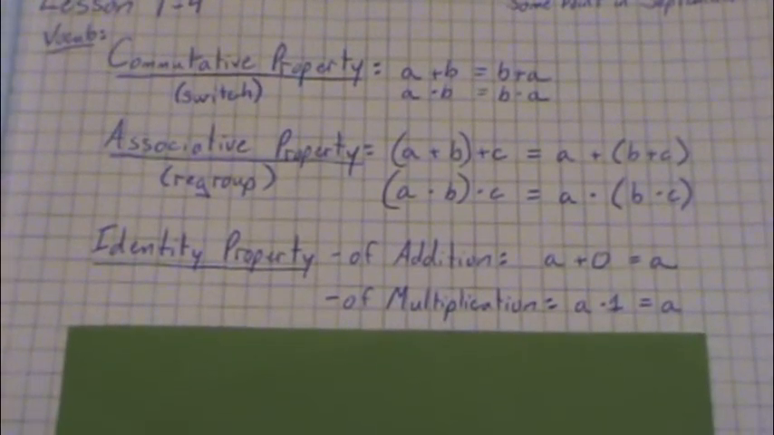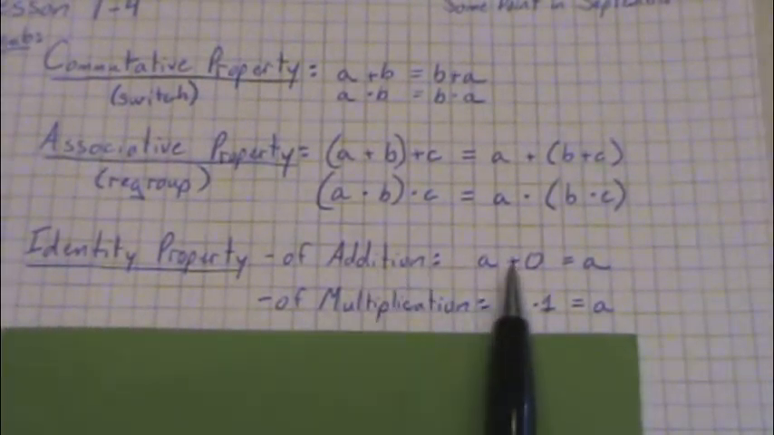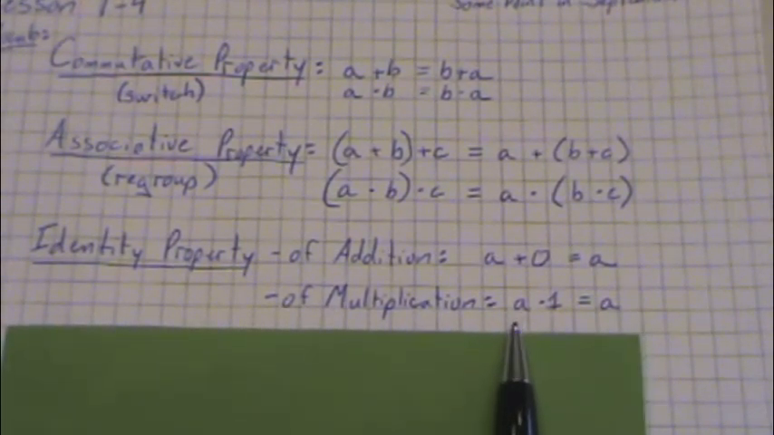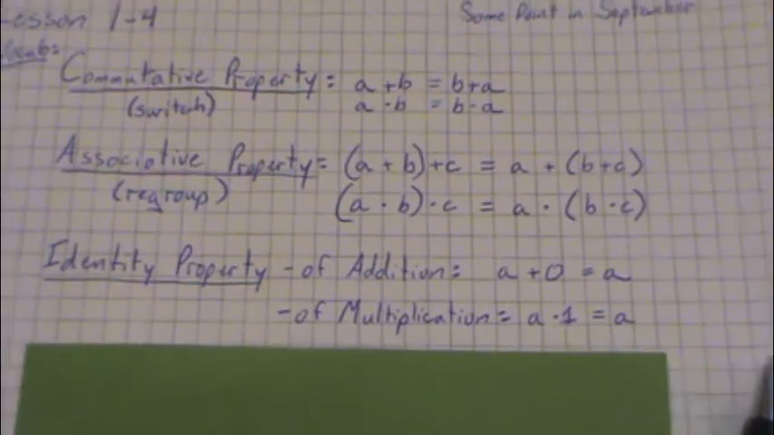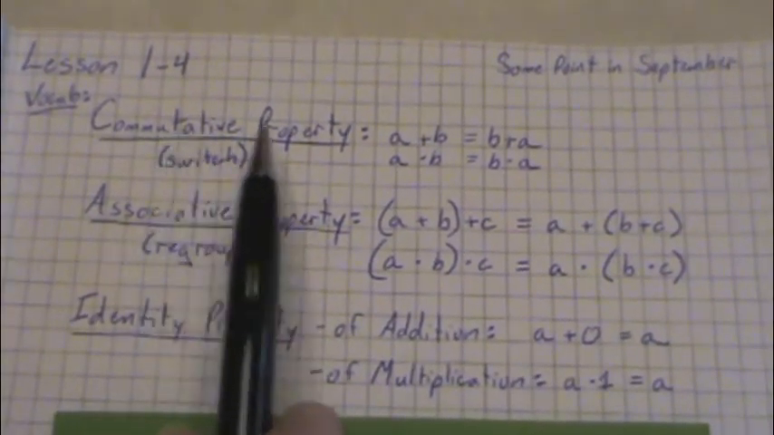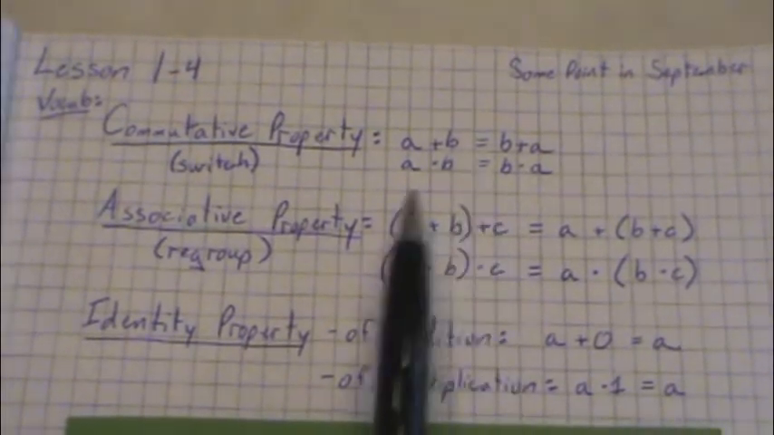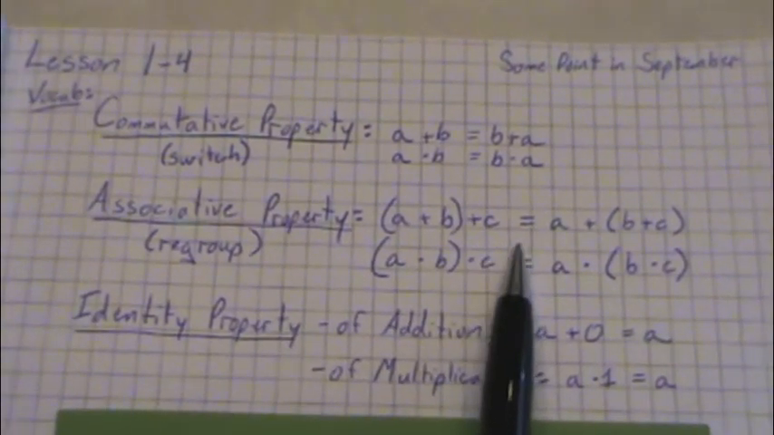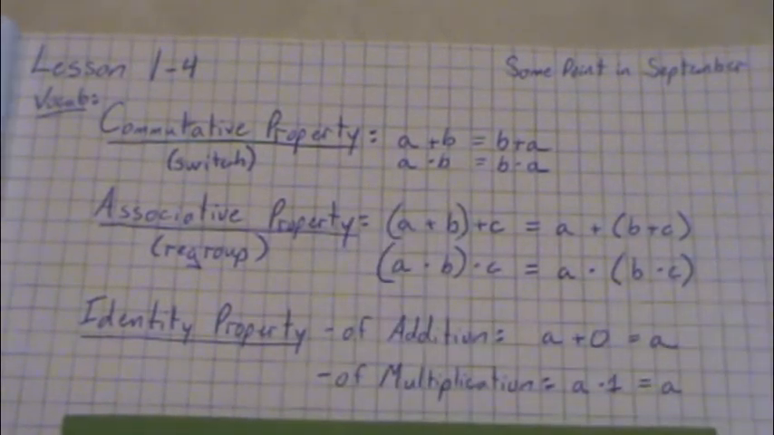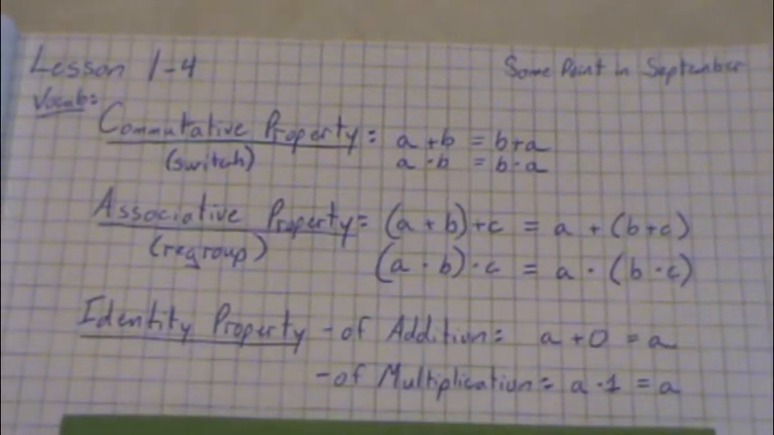The identity property of addition: A plus 0 equals A. The identity property of multiplication: A times 1 equals A. You need to be able to show me or tell me commutative property means this, associative property means this, and the two special cases of identity property. Okay?